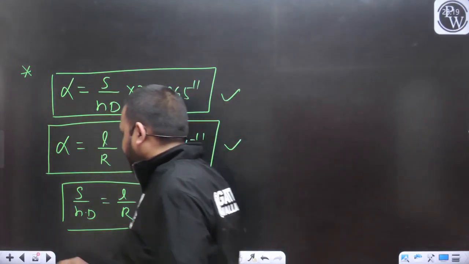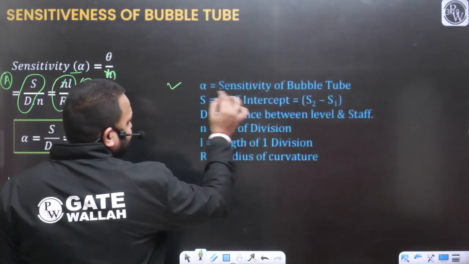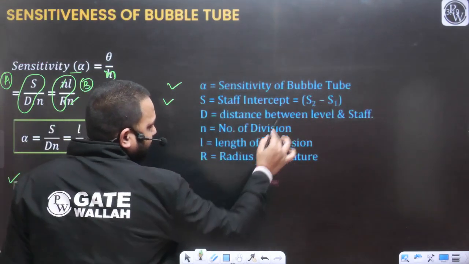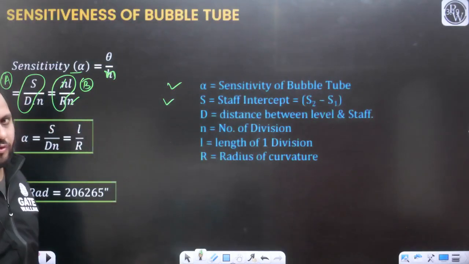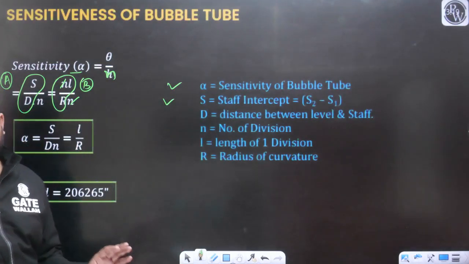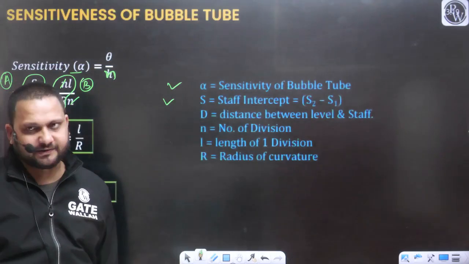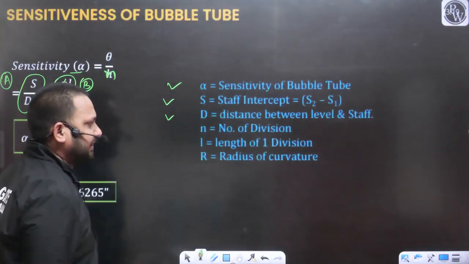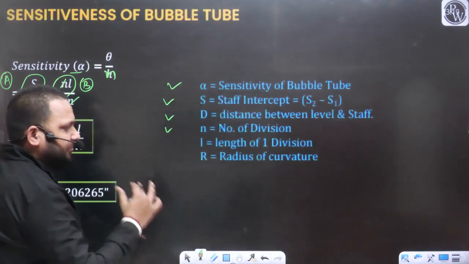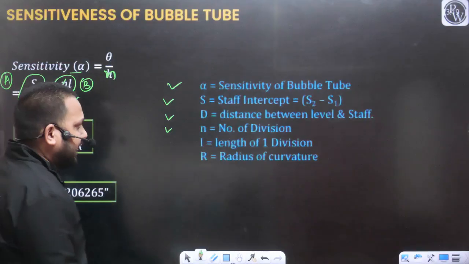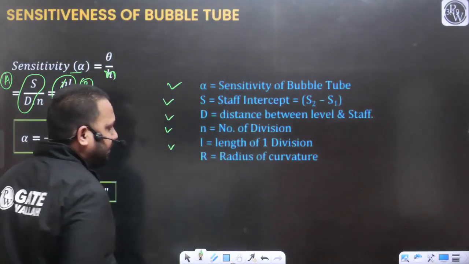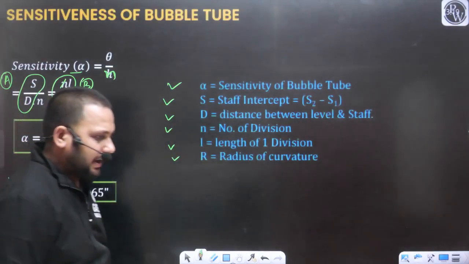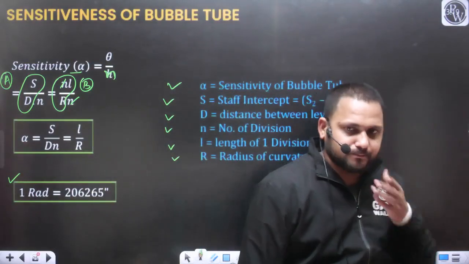And again I am repeating what these terms are. Alpha is the sensitivity of the bubble tube. S is the staff intercept: from position 1 and from position 2, whatever staff readings we were getting, we can take the difference, and that is going to be S. D is the distance between the level and the staff. N is the total number of divisions that the bubble has moved. L is the length of one division of the bubble tube. R is the radius of curvature of the bubble tube.